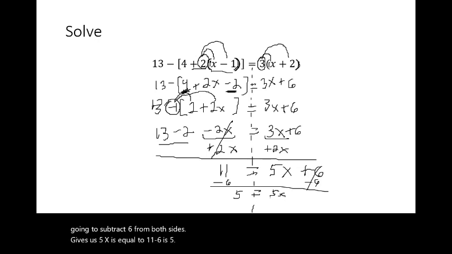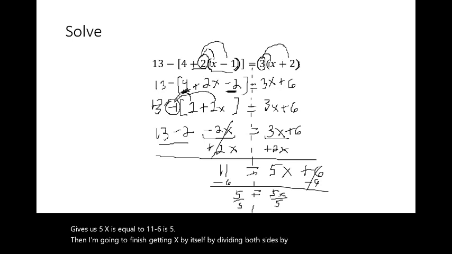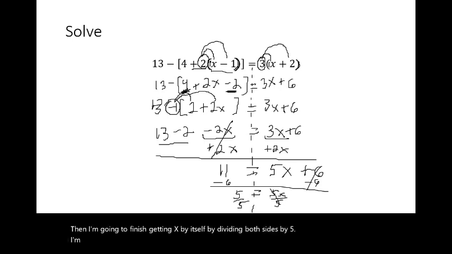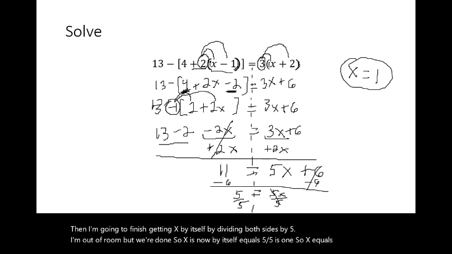Then I'm going to finish getting x by itself by dividing both sides by 5. I am out of room, but we're done. So x is now by itself equals 5 divided by 5 is 1. So x equals 1 is then your final answer.